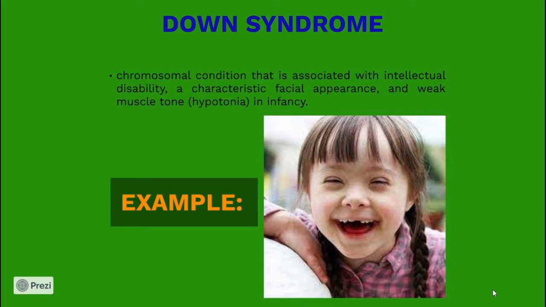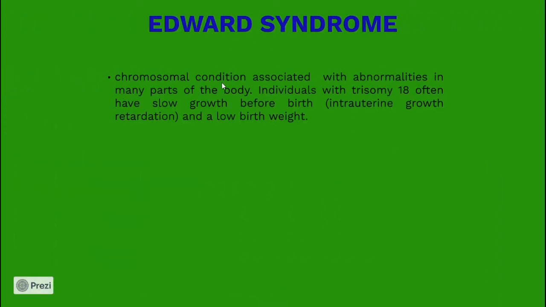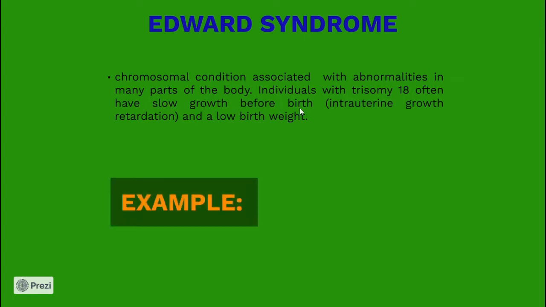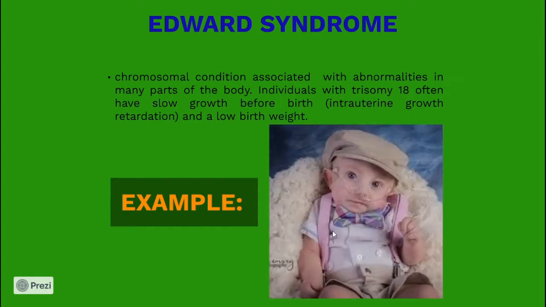And we have Edwards syndrome. So Edwards syndrome is a chromosomal condition associated with abnormalities in many parts of the body. So probably it will often have slow growth before birth, or it could have a low birth weight. So you see the image here. This is Edwards syndrome.